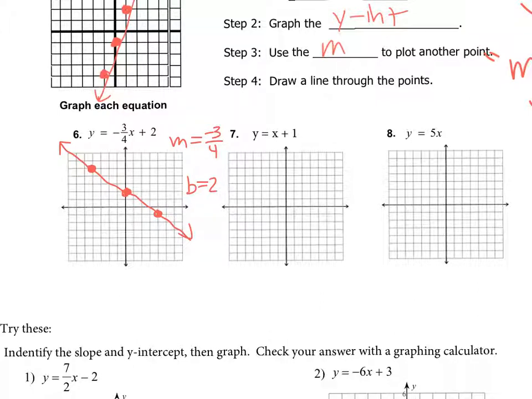So ask yourself, what kind of slope is my graph showing? What kind of slope is my graph showing, guys? Negative. Is the slope in the problem negative? Yeah, so I did it right. If your graph is showing a positive slope and the equation shows negative, you know you've done something wrong, right?